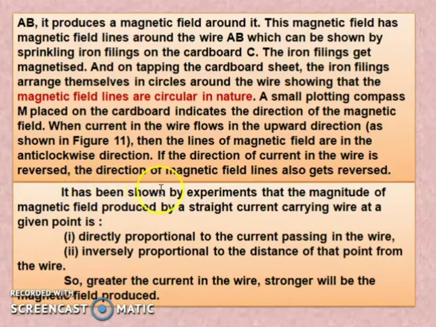It has been shown by experiment that the magnitude of the magnetic field produced by a straight current carrying conducting wire at a given point is directly proportional to the current passing in the wire and inversely proportional to the distance of that point from the wire. So the greater the current in the wire, the stronger the magnetic field produced.